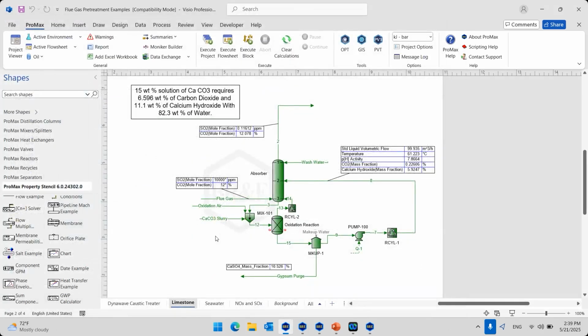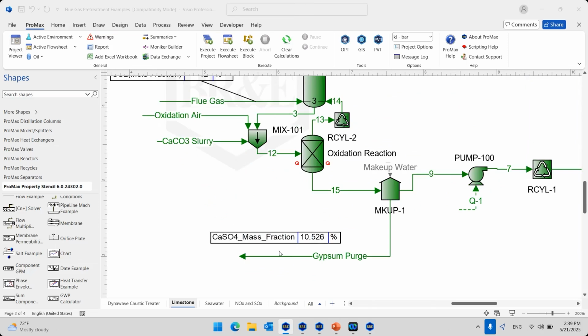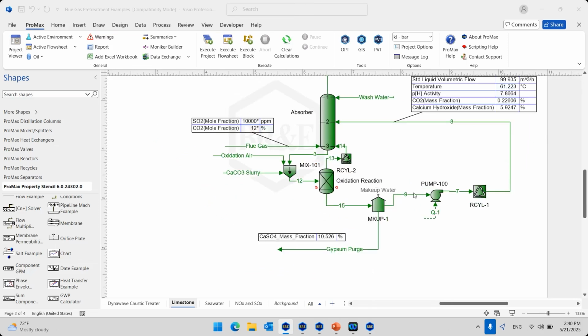Now, the process itself is very similar to what we've seen with the caustic. We are circulating the solution. We are absorbing SO2 into that solution. And in the oxidation reaction, where we are adding oxygen, we are oxidizing it into the SO4 ions. And again, there is a purge going out. And you see that the salt we are creating is CaSO4, which is gypsum. And then it's being recirculated.